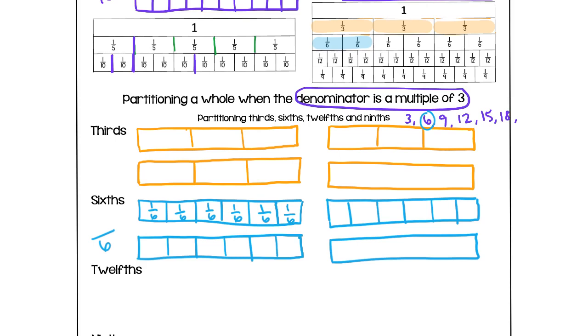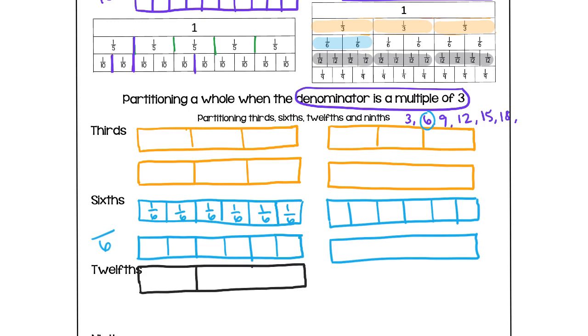All righty, we're on 12ths. We can see that 12ths also can be partitioned into thirds. We can see there's 4 12ths in this third, 4 12ths in the second third, and 4 12ths in the third third. So I'm going to come over here. I'm going to draw my 12ths bar model right underneath my 6ths so that we can see this. I'm going to split it into thirds.